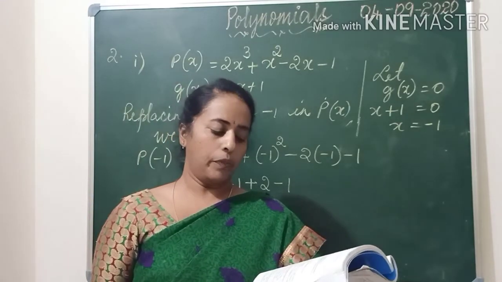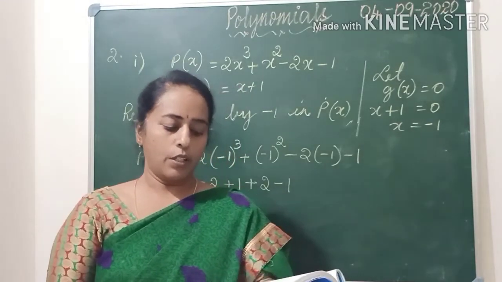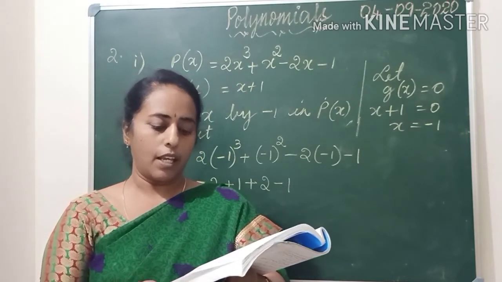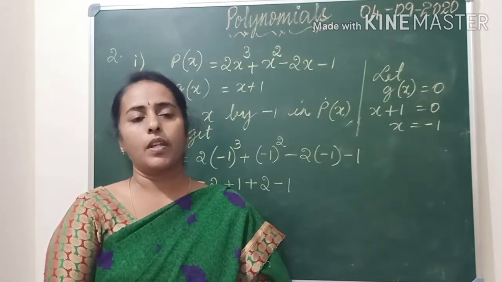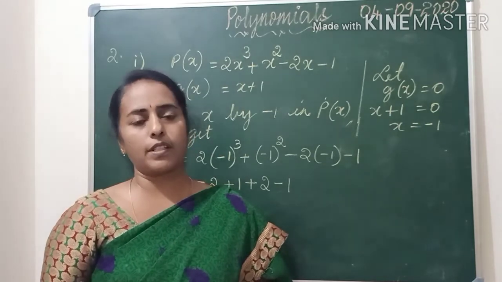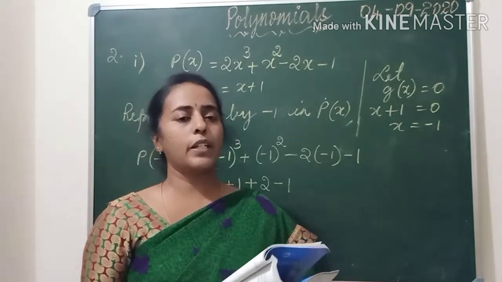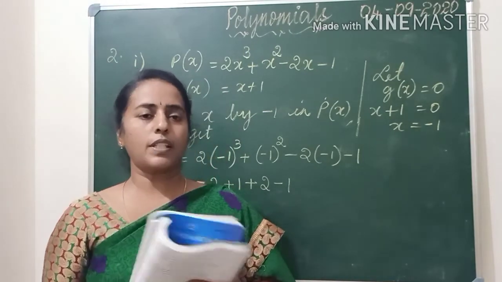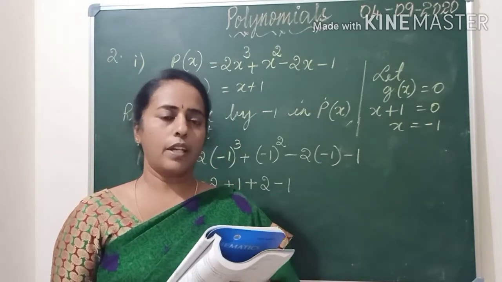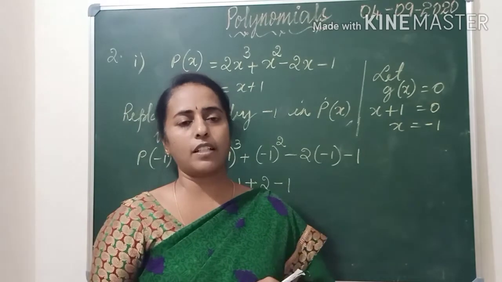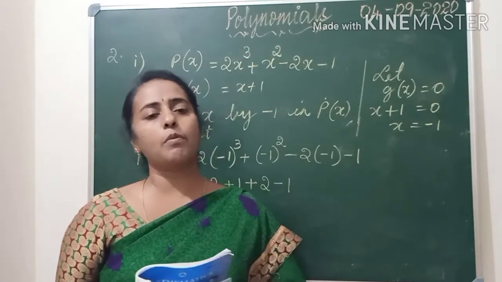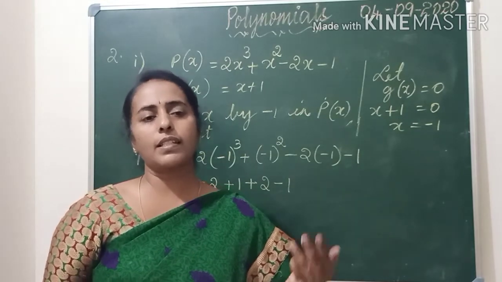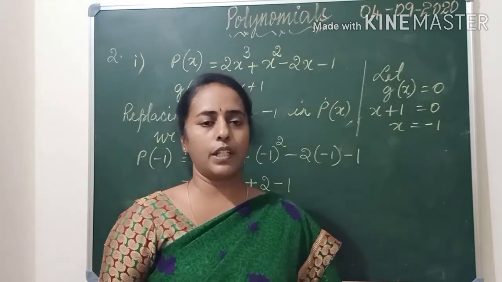So we'll move to the second main. Use the factor theorem to determine whether g of x is a factor of p of x in each of the following cases. Here p of x and g of x, that means dividend and divisor, are given. You should check if g of x is a factor of p of x. So you know the factor theorem. That means you should find the remainder. If the remainder is 0, then you can say the divisor is a factor of the dividend.